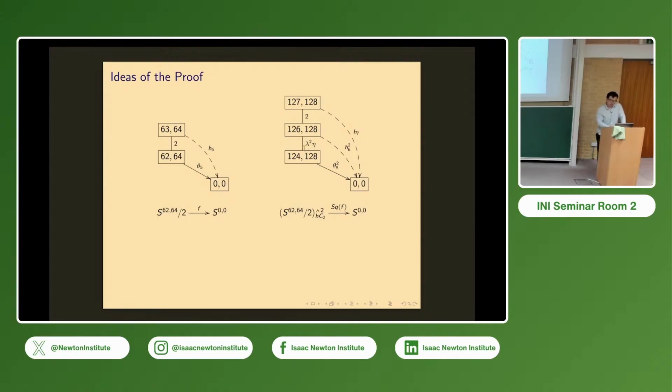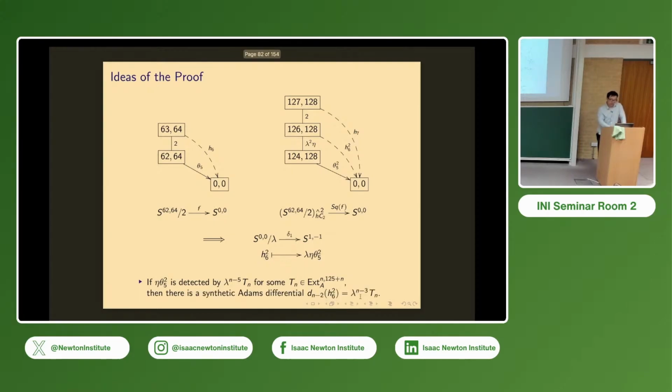So synthetically, lambda squared eta times theta 5 squared is automatically 0. So the question is really about, if you reduce the power of lambda by 1, whether or not lambda eta theta 5 squared is 0. If that were 0, then theta 6 is a permanent cycle. If it's not 0, it's detected by some element in the Adams E2 page, say by Tn. We have to adjust the power of lambda to make the degree right. Then it gives us a non-zero differential like this. Okay? So this method also tells us that if this product is non-zero, it is detected by some element in the Adams E2 page, and it gives us a non-zero differential of this expression.